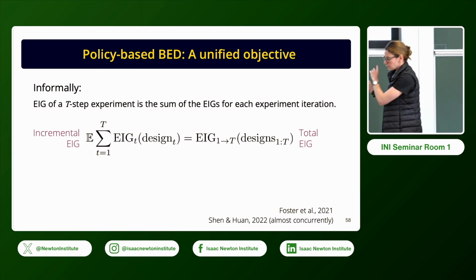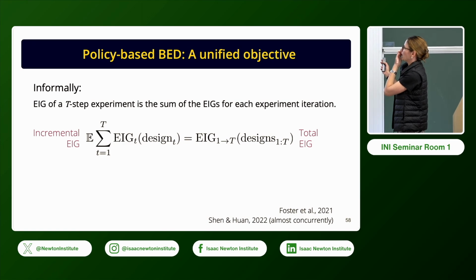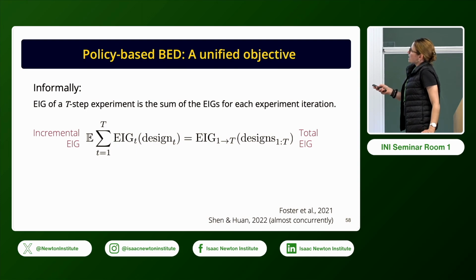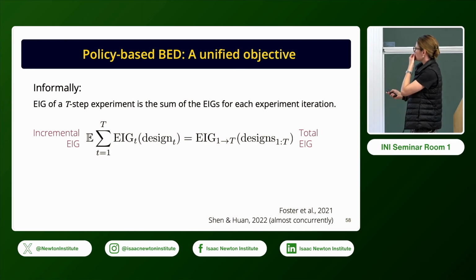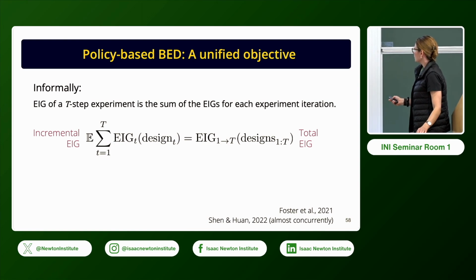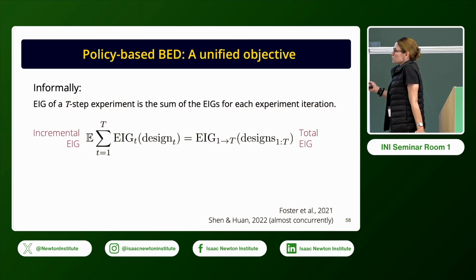And this is a result that is pretty obvious to anyone that has worked with mutual information before. This is saying that this sum of incremental EIGs is exactly equal to the expected information gain from the initial prior to the final posterior. This is all this is saying. And this was done in our ICML paper in 2021, and also by the group in Michigan of Xinhuan, almost concurrently.